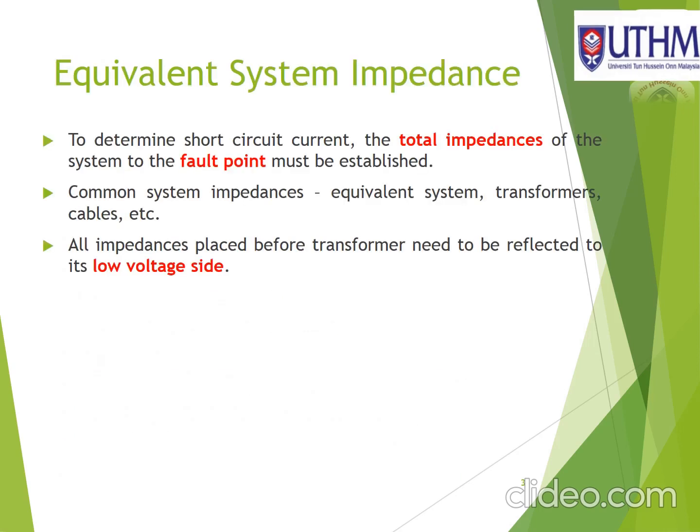Equivalent system impedance. To determine the short circuit current, the total impedance of the system to the fault point must be established. Common system impedances include the equivalent system, transformer, cables, etc. All impedance placed before the transformer needs to be reflected to its low voltage side.